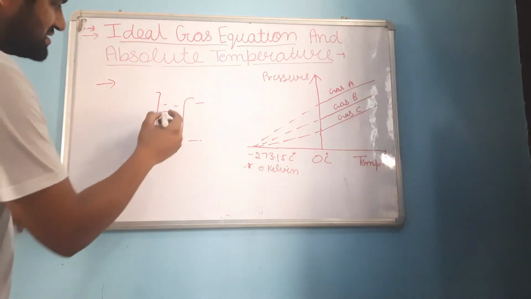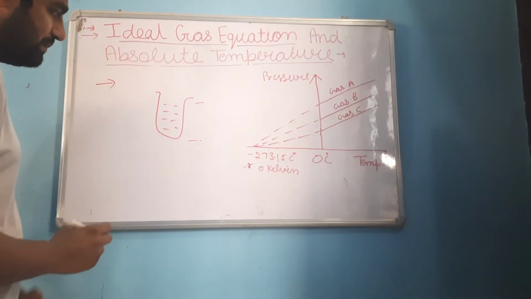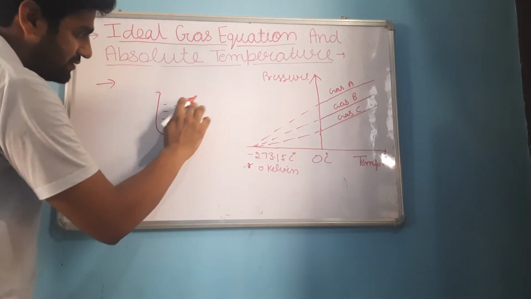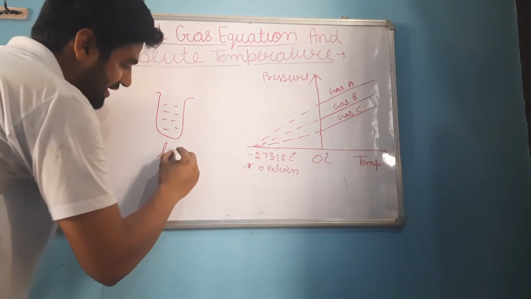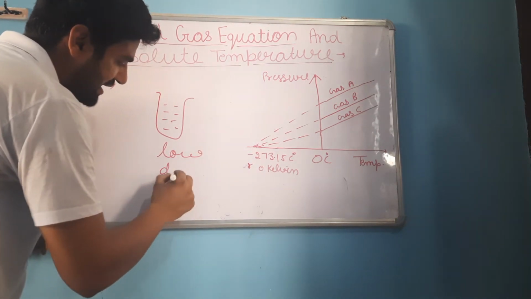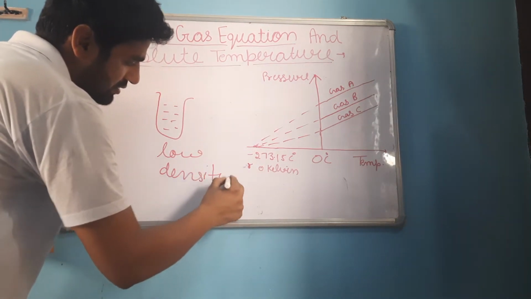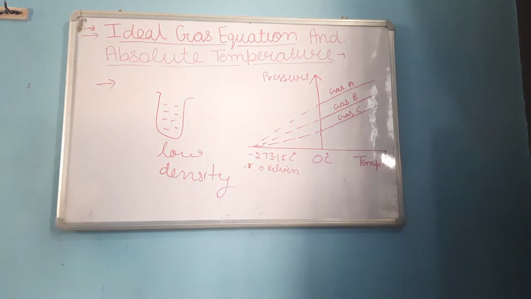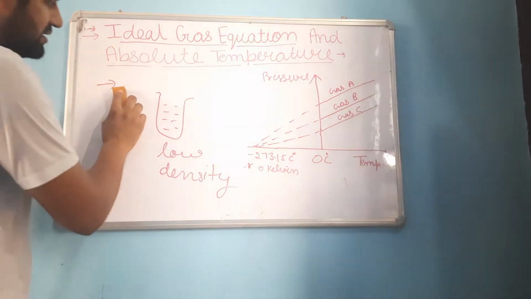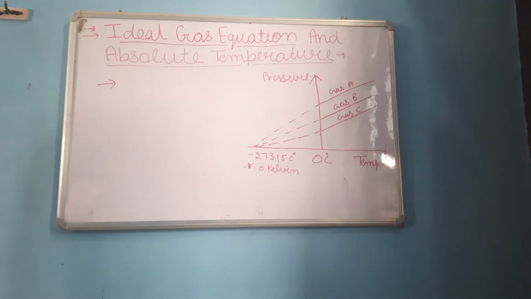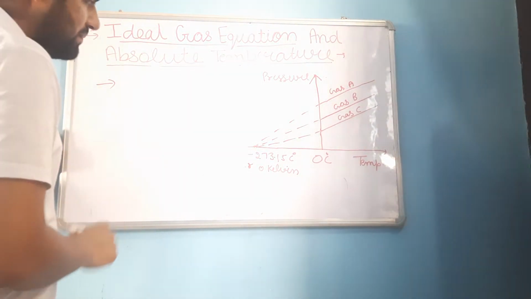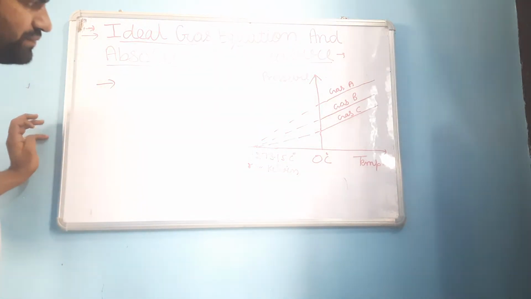When we put a gas inside the thermometer, then we get the fixed point at low density, whichever gas we consider. How does it happen? Let's see that when we take a gas inside the thermometer, then we get the fixed point.